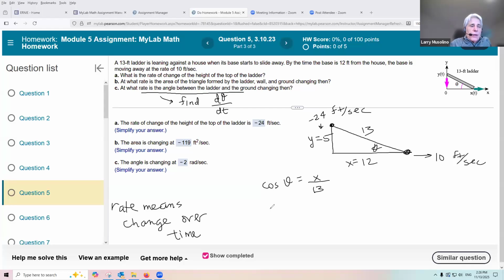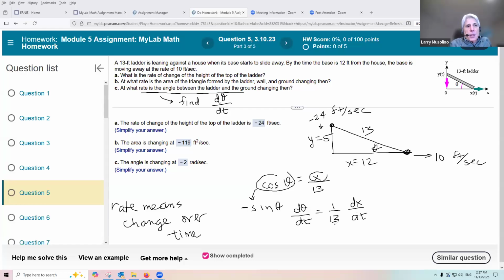All right, let me take the derivative of both sides of this equation. The derivative of cosine is negative sine, but I've got to take into account that the angle is changing over time, so I'm going to include d theta/dt. On the right side, we have 1 over 13. The derivative of x is 1, but I've got to include a dx/dt because that x value is changing over time.